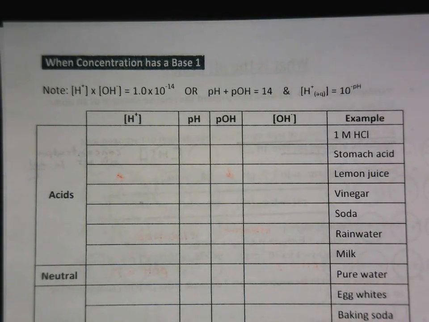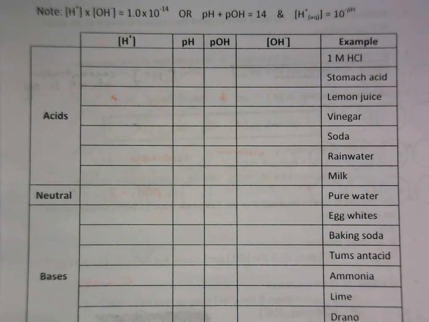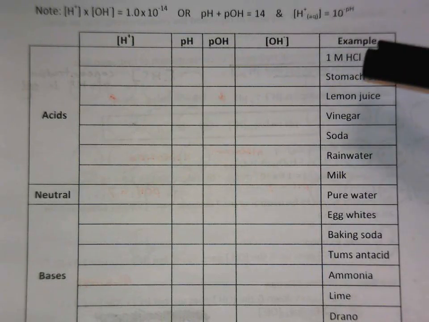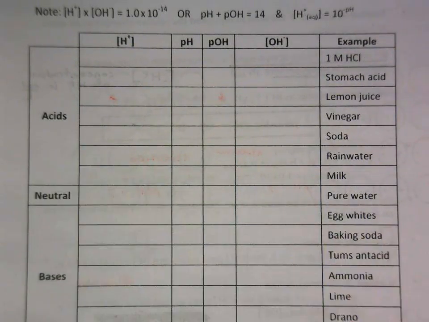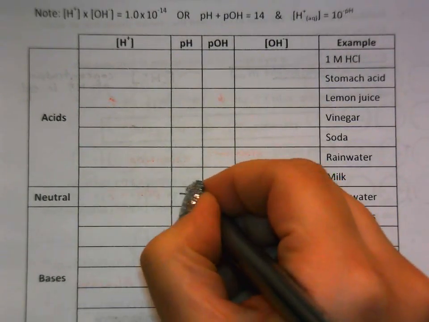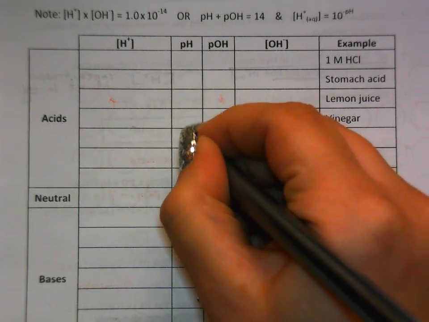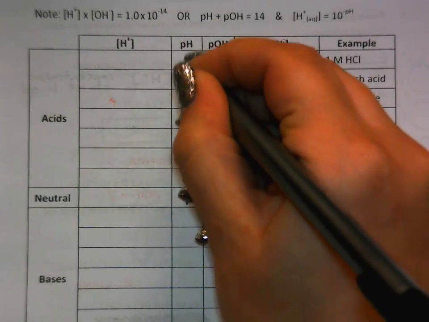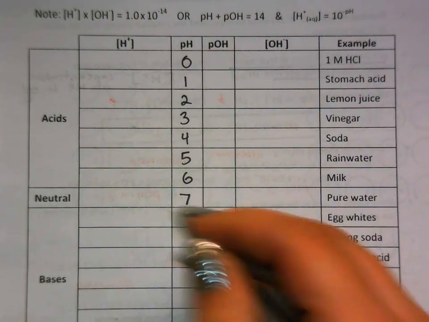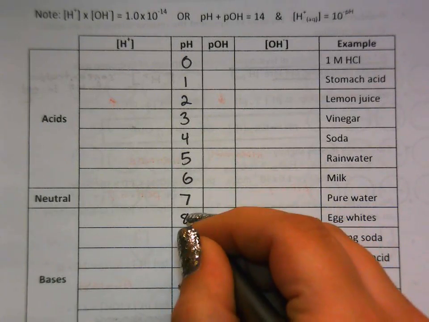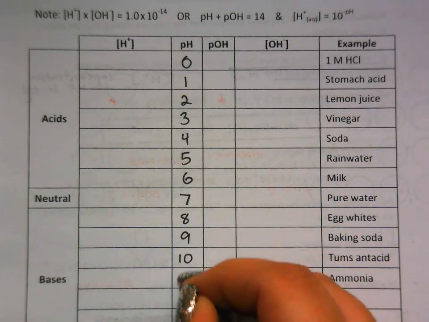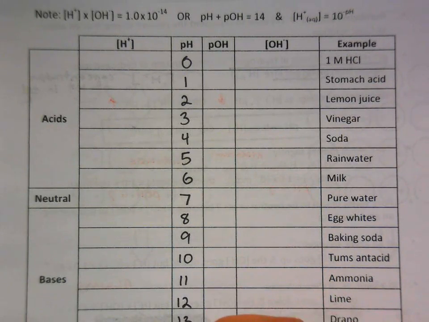So this is a chart we've done before. Neutral is the easiest one to identify. Here we have some examples of compounds with different pHs. Neutral has a pH of 7. And the way this chart works is as we go more acidic, we get lower pHs, all the way up to 0. And as we go down, we get higher pHs, 8, 9, 10, all the way up to 14 at the bottom.